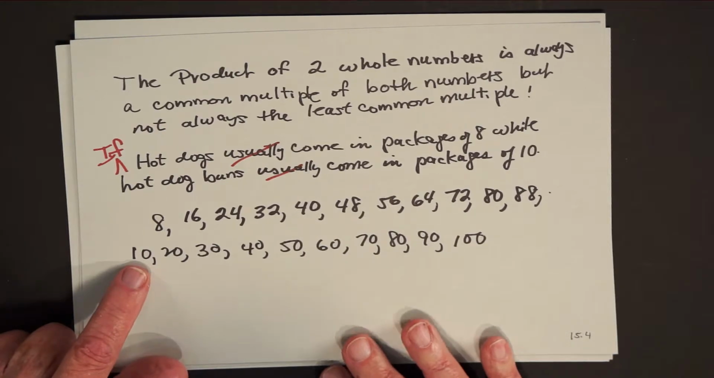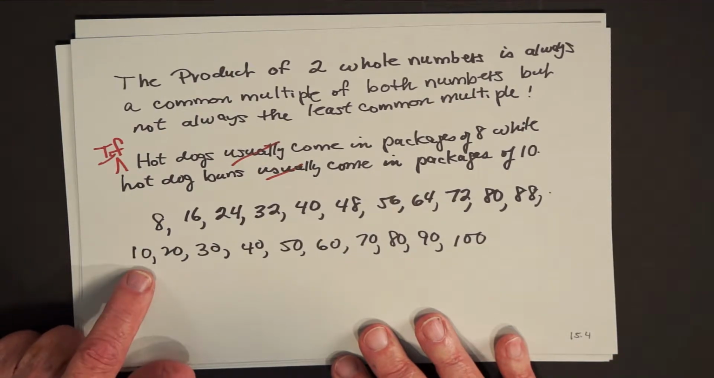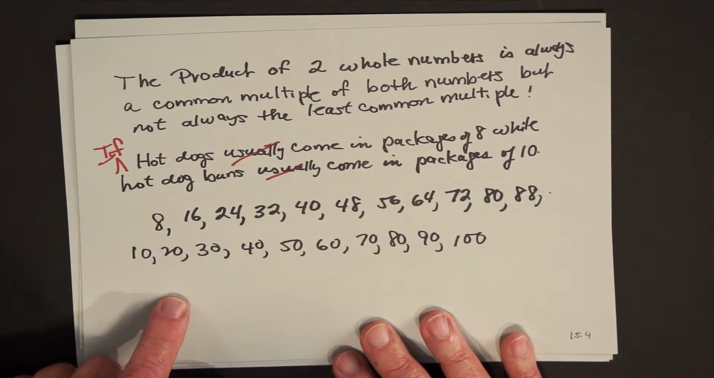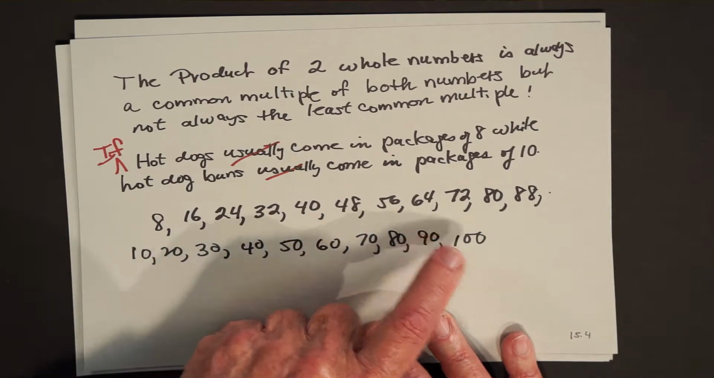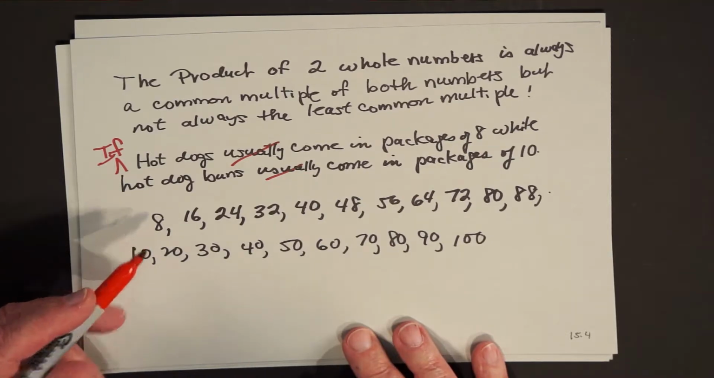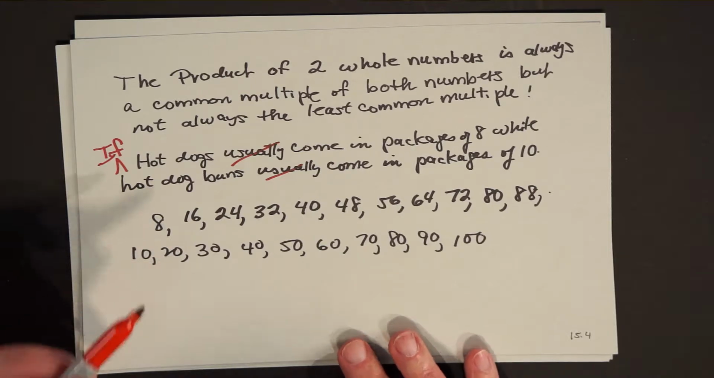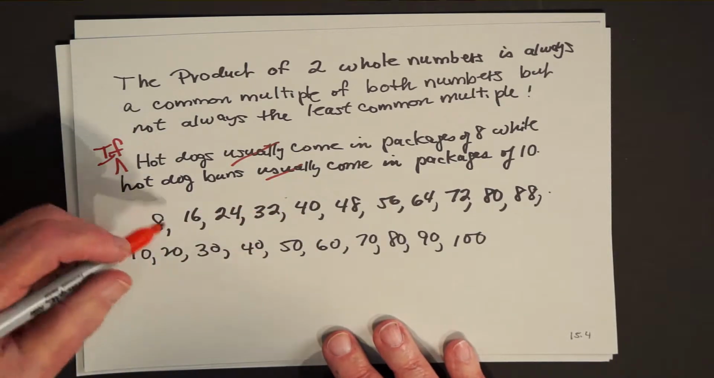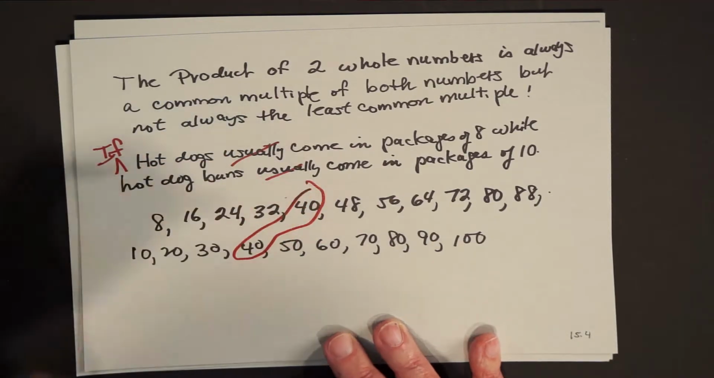Now the buns come in packages of 10. Okay, so the 10 here represents the number of buns, but where it appears tells you how many packages you're buying. You can get 10, 20, 30, 40, 50, 60, 70, 80, 90, or 100. Okay? So how can I tell when I would have the same number of hot dogs and the same number of buns? Whenever the same number appears on both lists. The first number I find that fits on both lists is 40.